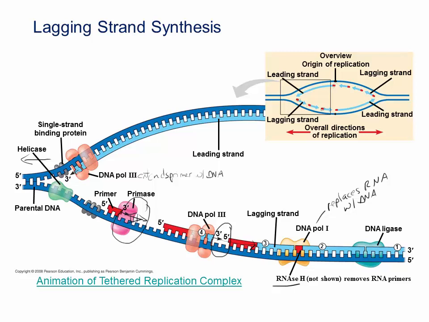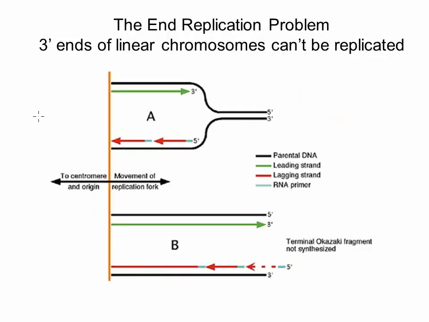In eukaryotes, this becomes a big problem, though, because eukaryotic cells have linear chromosomes, right? So the fact that we have linear chromosomes introduces what's referred to as the end replication problem. And the problem is that we cannot effectively replicate the 3' ends of our linear chromosomes. And so this is represented sort of schematically here.